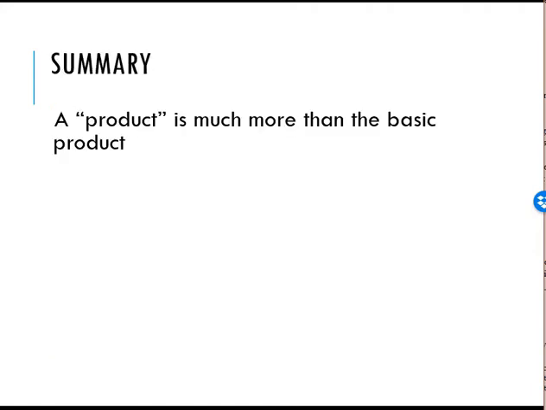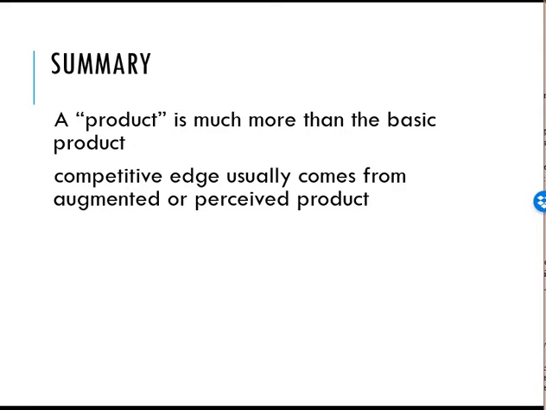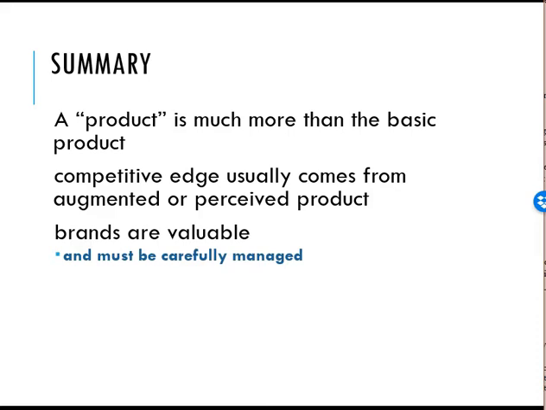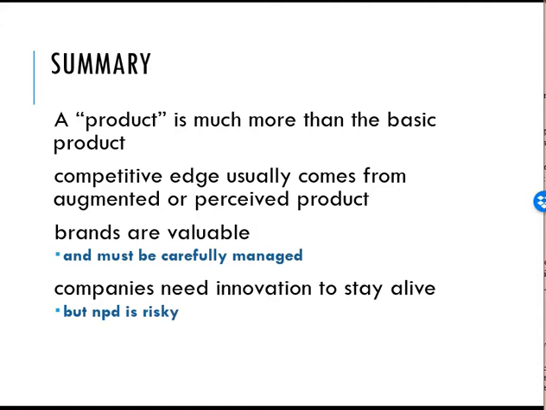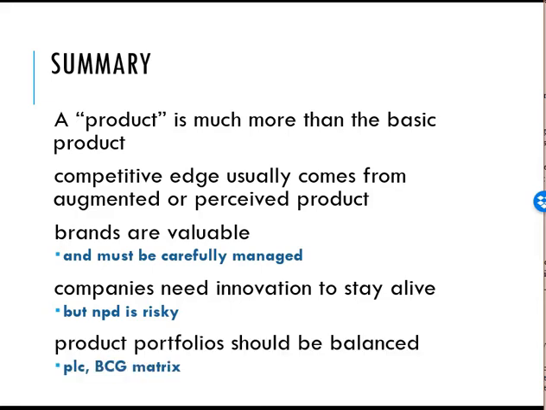So in summary, Chapter 6 discusses how a product is much more than the basic manufactured thing on a shelf that you might think of. The competitive edge that organizations usually have comes from the augmented or perceived product, which is often enhanced by branding and brand equity. So brands have a value that must be carefully managed. And companies need innovation to stay alive. However, new product development can be risky. Finally, product portfolios should be balanced.